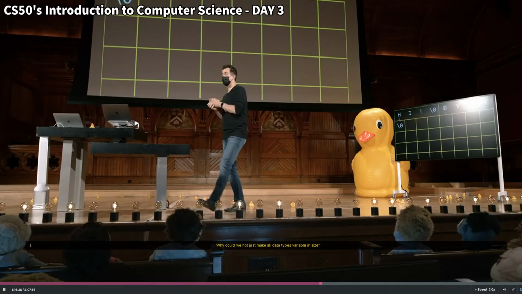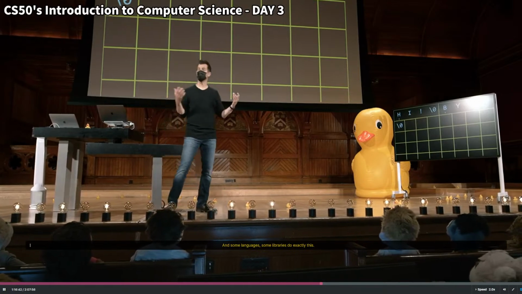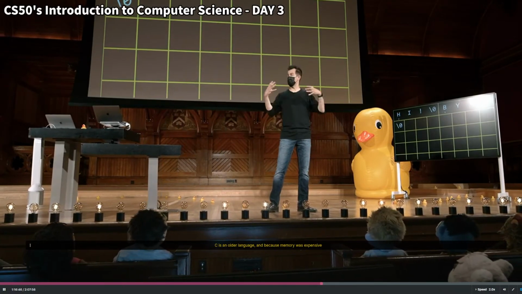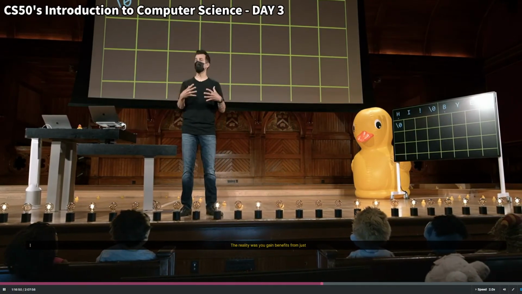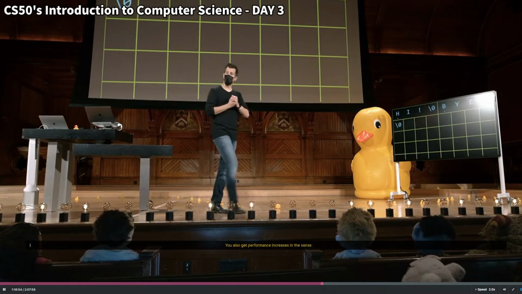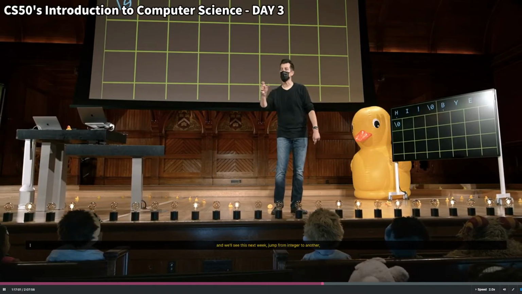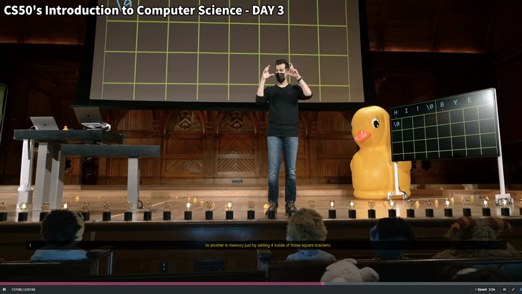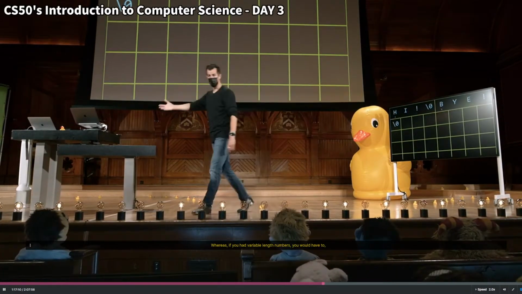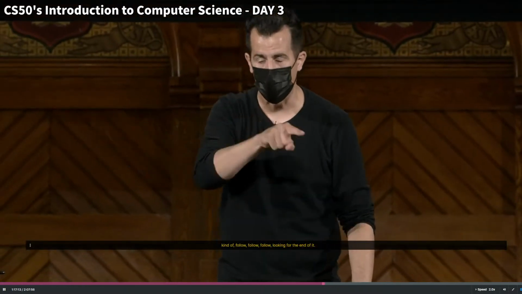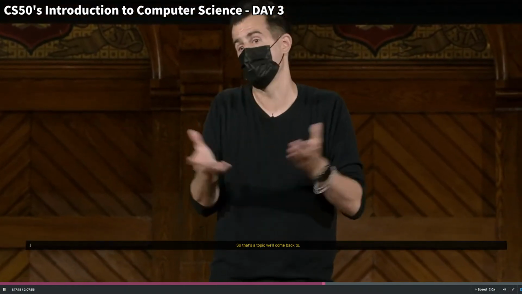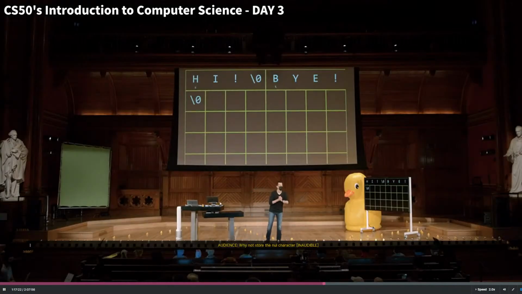Really interesting question. Why could we not just make all data types variable in size? Some languages, some libraries do exactly this. C is an older language, and because memory was expensive and limited, the reality was you gain benefits from just standardizing the size of these things. You also get performance increases, in the sense that if you know every int is 4 bytes, you can very quickly, and we'll see this next week, jump from one integer to another in memory just by adding 4 inside of those square brackets. You can very quickly poke around, whereas if you had variable length numbers, you would have to follow along, looking for the end of it. You have to look at more locations in memory. So that's a topic we'll come back to, but it was generally for efficiency.